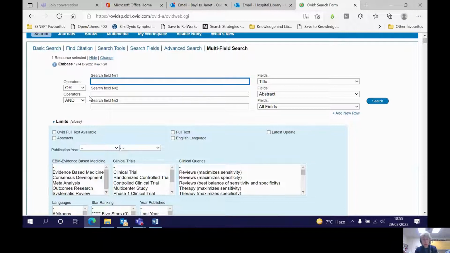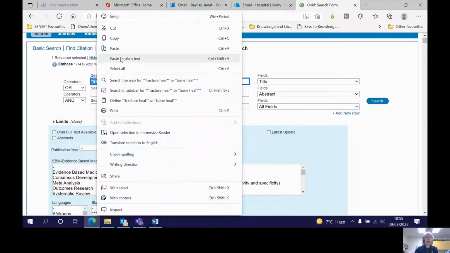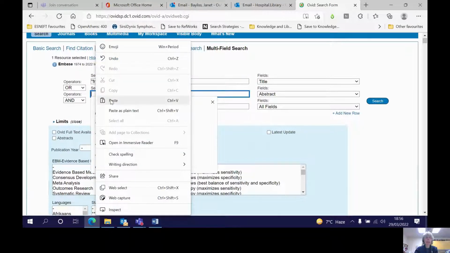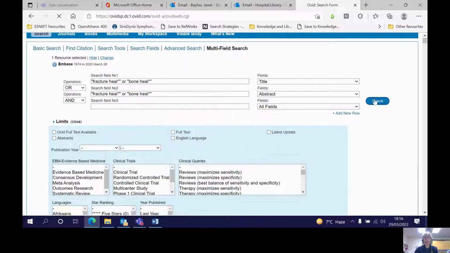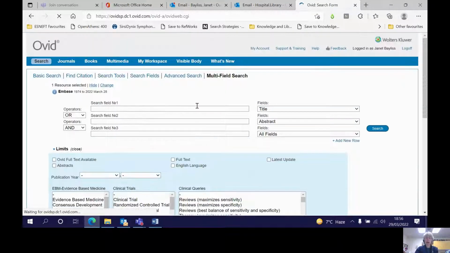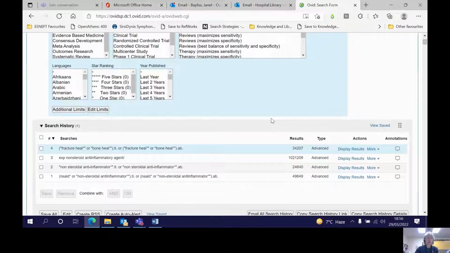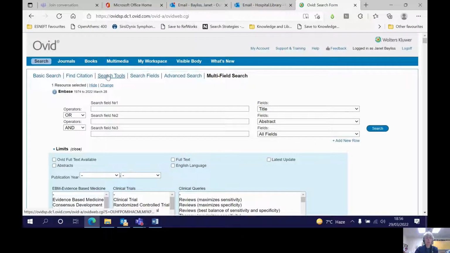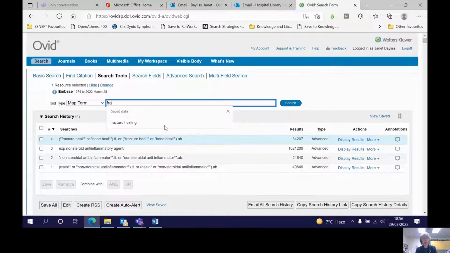I now want to go on to search for the second concept, which is fracture healing. I'm going to ask it to search for fracture healing or bone healing as phrases, truncating fracture healing or bone healing in the title, and then I'm going to copy and paste that in as well and ask it to consider it in the abstract. So I now have a combination where you've got fracture heal as a phrase or bone healing.